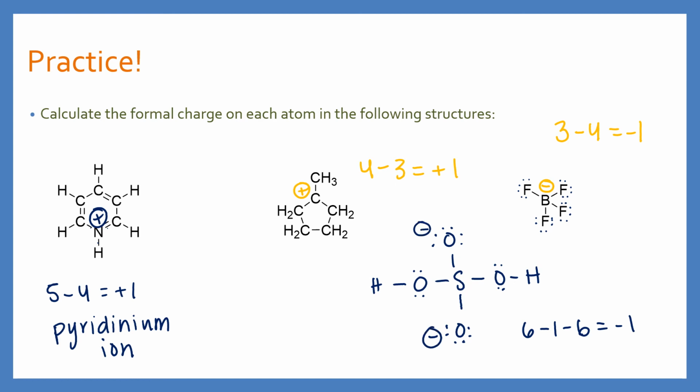And then the sulfur in the middle, I gave a +2 charge to earlier. Let's look at where that comes from. Sulfur comes with 6 valence electrons. It has 4 bonds around it. It has no lone pairs. That equals +2. So the sulfur in the middle has a +2 charge.